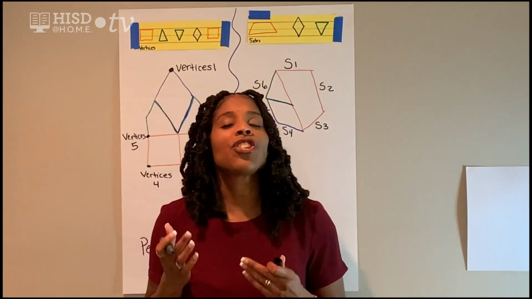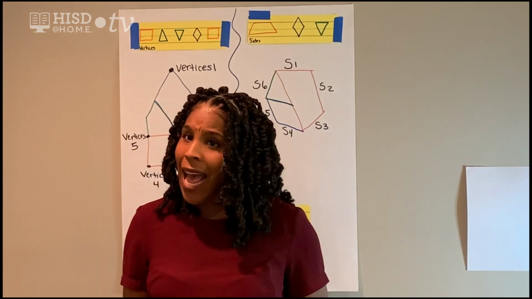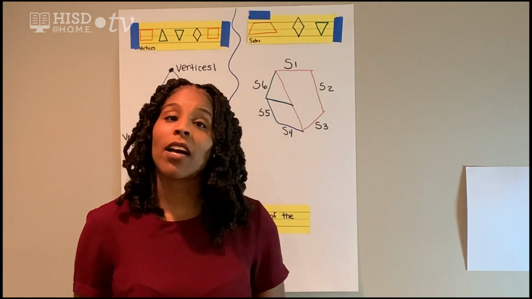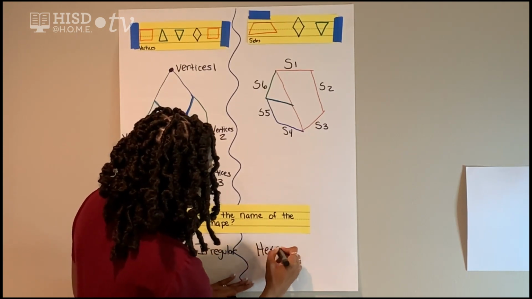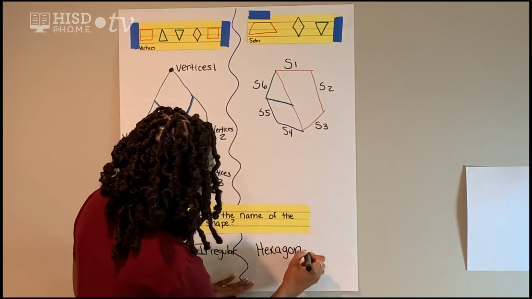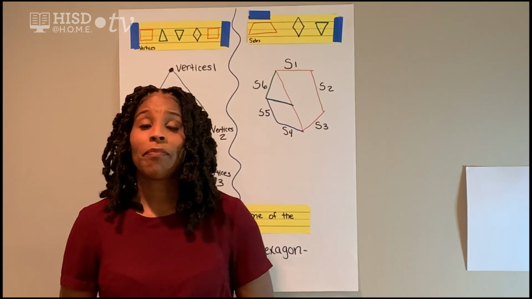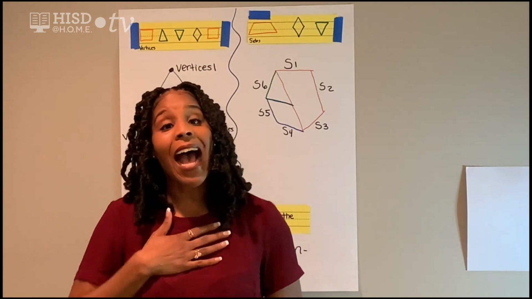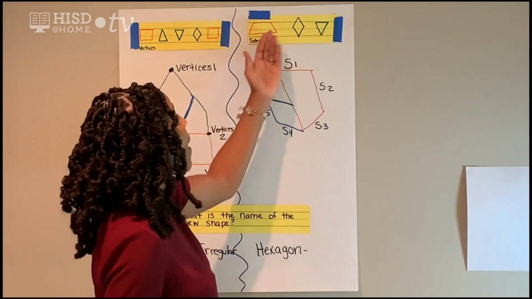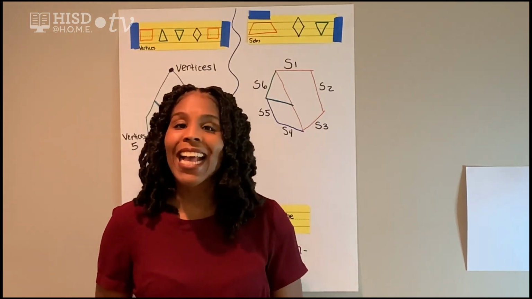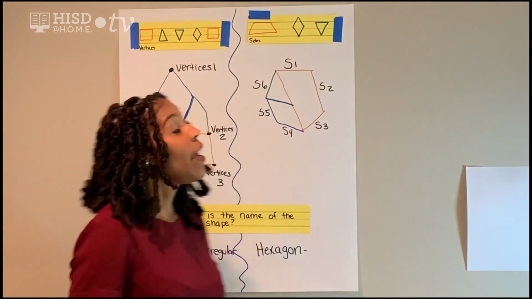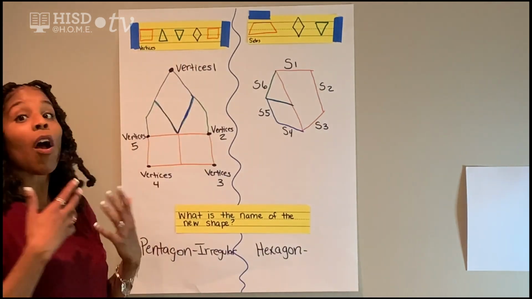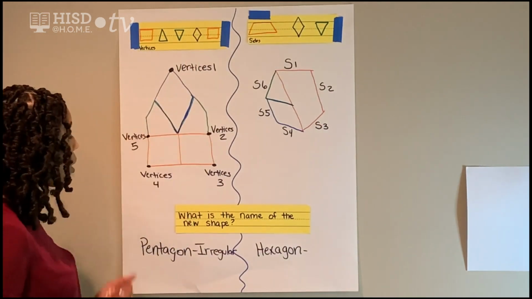So now a shape with 6 sides is called a hexagon. So my new shape on this side is called a hexagon. My new shape that I created using my pattern blocks is called a hexagon. So now let's review. In my first pattern block, I used all of my pattern blocks and I created a new shape.